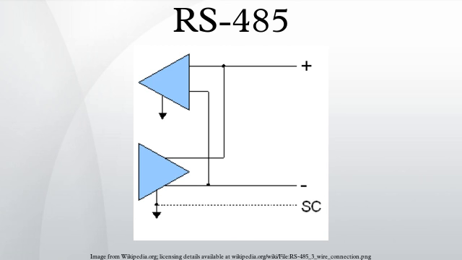Multiple receivers may be connected to such a network in a linear, multi-drop configuration. These characteristics make such networks useful in industrial environments and similar applications.